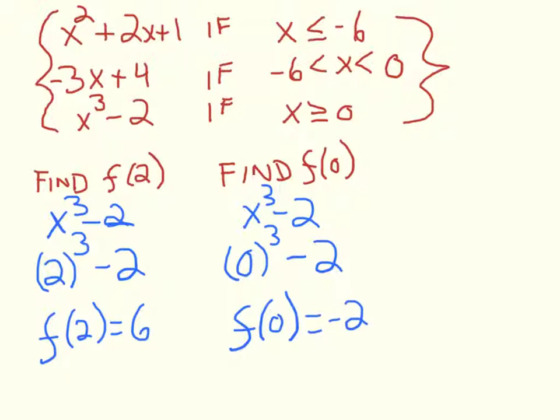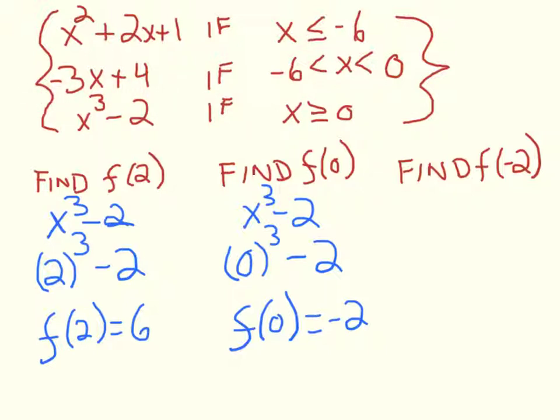Now let's do one more. If we said find f of, we'll pick one that's maybe -2. Okay, find f of -2. And so we have to go over here on the right-hand side and see which one of these three it falls into. -2 falls right here into the second one. It is greater than -6 but less than 0. So we're going to plug it into the second equation here.